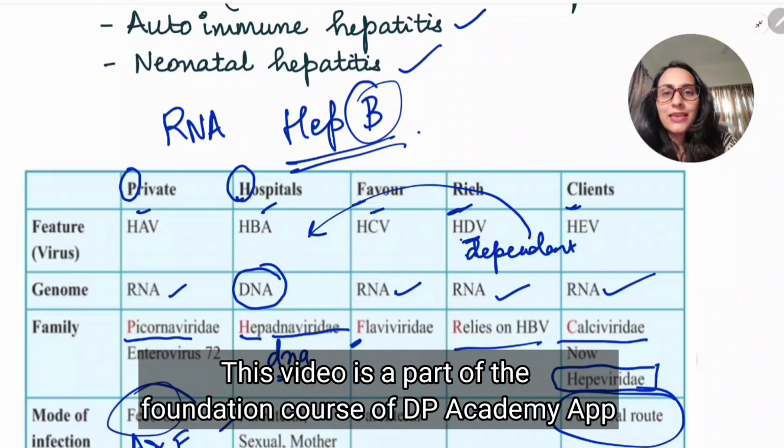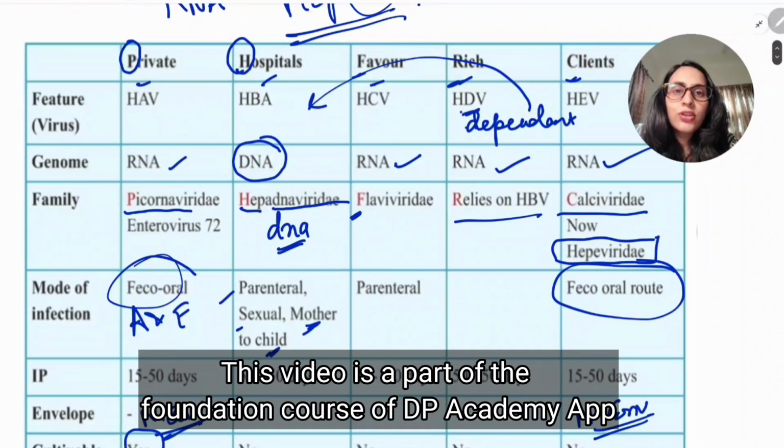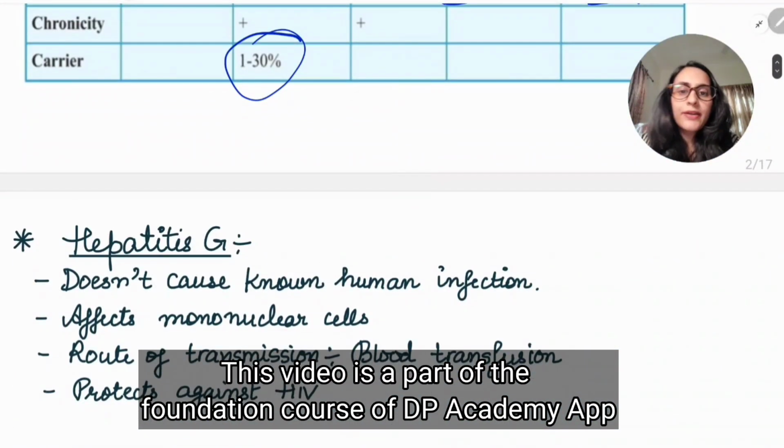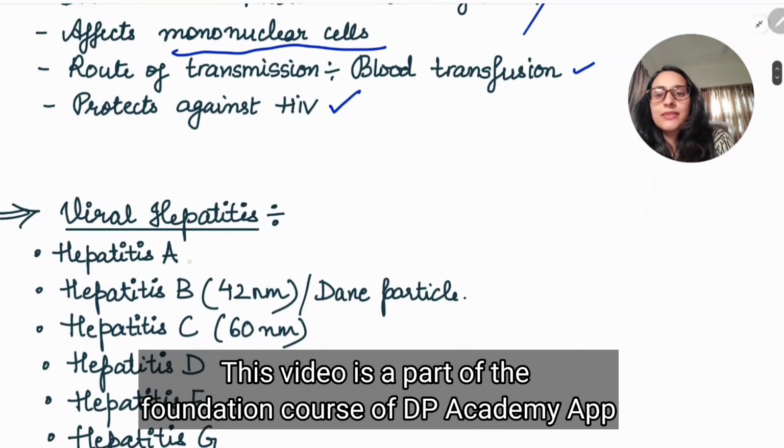Now hepatitis G is a new kind of hepatitis, and it is not known to cause infection in humans. But if it enters the human cells, it is going to affect the mononuclear cells. The route of transmission is blood transfusion, and studies have shown that it protects against the HIV virus. So the viral hepatitis types are A, B, C, D, E and G.